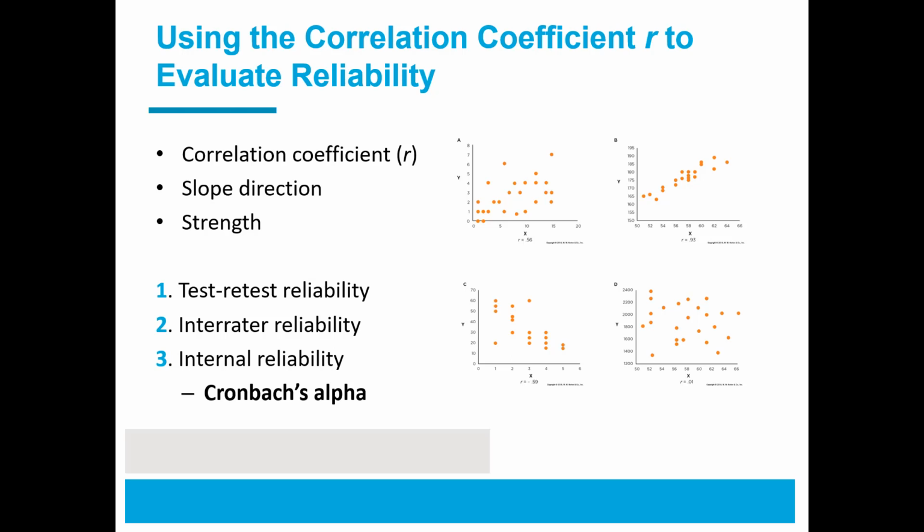For interrater reliability, here two observers rate the same participants at the same time, and then an R is computed. If R is positive and strong, 0.7 or higher, you have good interrater reliability. If R is positive but weak, you do not have good interrater reliability. A negative R would mean terrible interrater reliability because raters are responding in opposite directions.